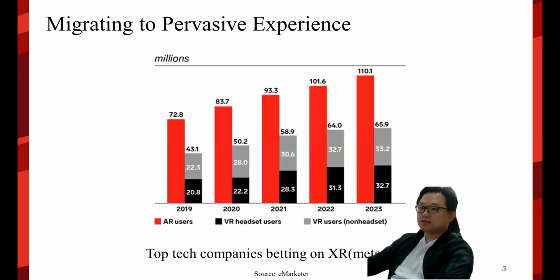AR users are increasing up to 110 million. The VR users are staying roughly flat, but there is more, and we can see the trend. I can see the VR and AR markets keep growing. You know that Meta is betting on XR.